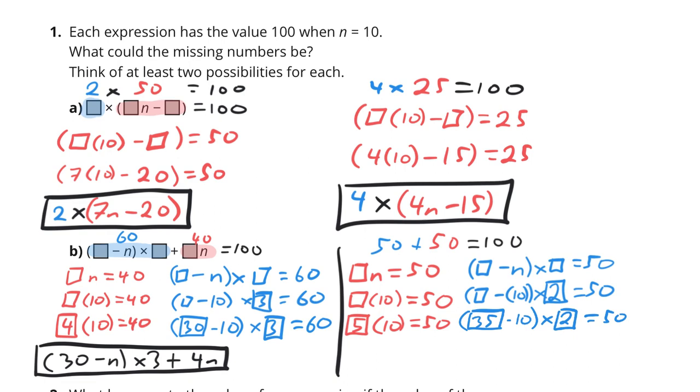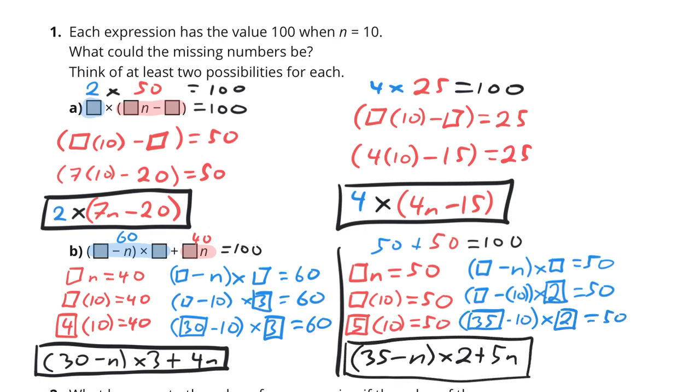So we start out with 35, in brackets, 35 minus n times 2 plus, now we have the reds, 5n, and that should do it. We'll double check again to make sure it works. 35 minus 10 is 25, times 2 is 50, plus 50 here, and that does give us 100.